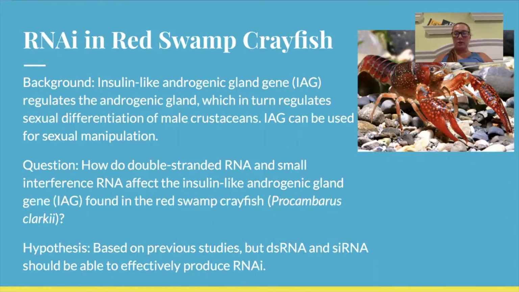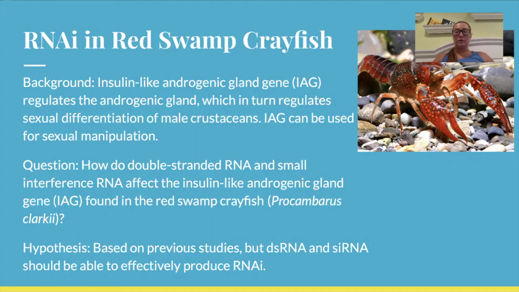The research article was looking at red swamp crayfish, which are shown in the picture on the right. They have a gene called the insulin-like androgenic gland gene, known as IAG, which regulates their androgenic gland. This gland regulates sexual differentiation of the male crayfish. IAG can therefore be used for sexual manipulation.